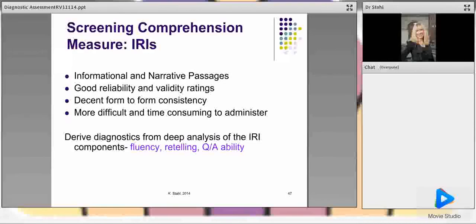And also questioning and answering ability. We want children to be asked questions that have been asked with large norming samples of children. And we want inferential questions and literal questions.